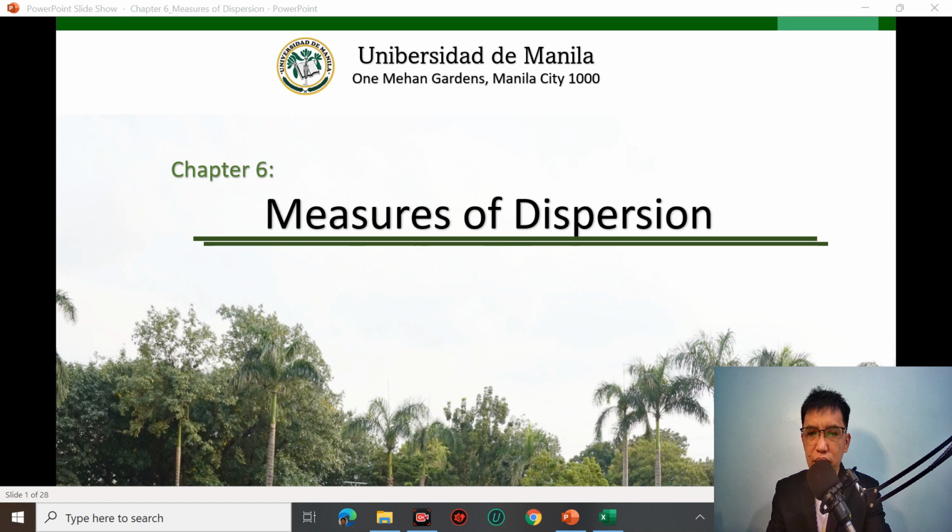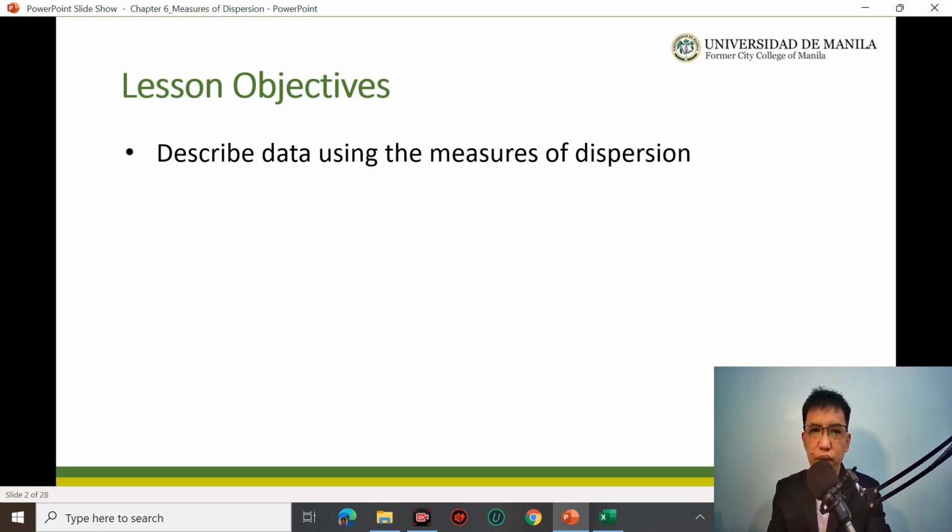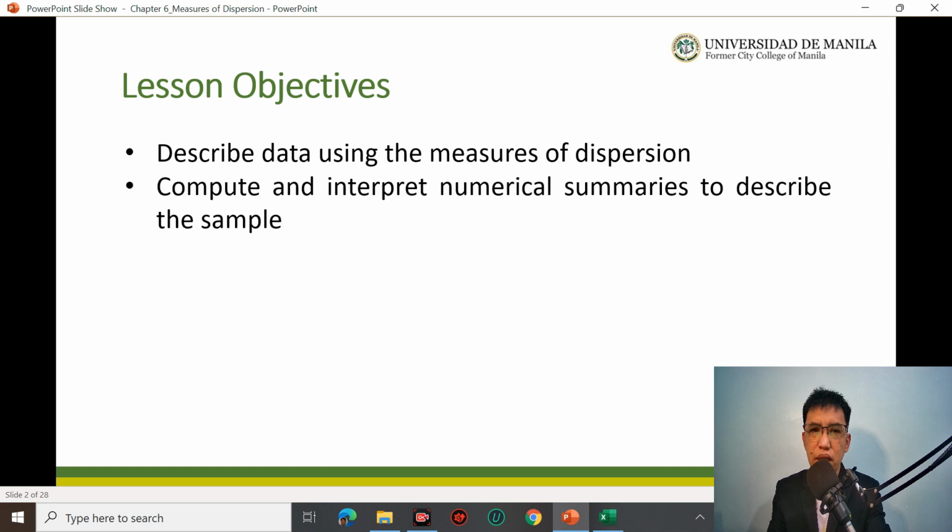Okay? So, again, what we will be talking about is the measures of dispersion. The learning objectives for this chapter are that at the end of it, you will be able to describe data using the measures of dispersion, and compute and interpret numerical summaries to describe the sample. Okay, let's begin.